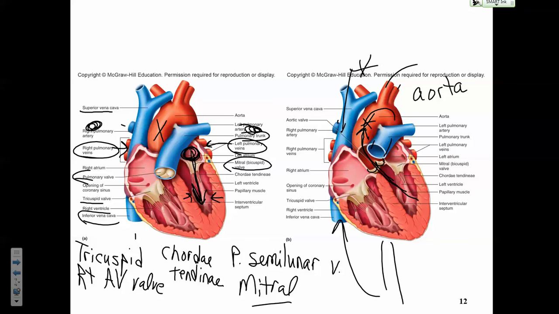What's the name of the valve between the right atrium and the right ventricle? The tricuspid. So if you can follow the drop of blood through, naming all the parts along the way, that'll help you a lot. That is a hugely significant thing to be able to do in A&P.